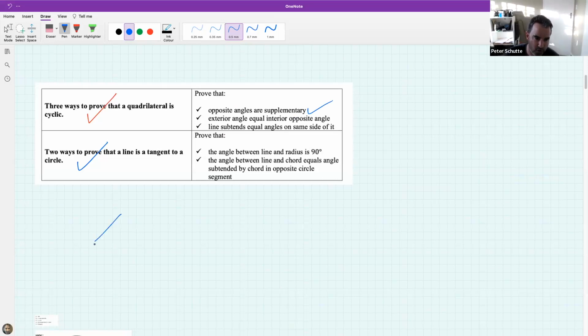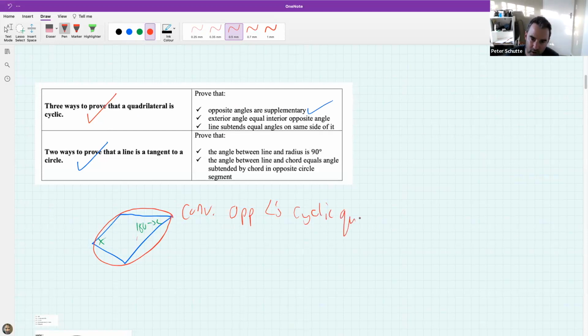Just to show you how these work, let's look at this one first. If you have a quadrilateral, any old quadrilateral, and you show that opposite angles add up to 180, or are supplementary, then you know that we can put a circle through those 4 points. We call that theorem the converse opposite angles cyclic quad. What that allows us to prove is that something is a cyclic quadrilateral. So that is the first one.